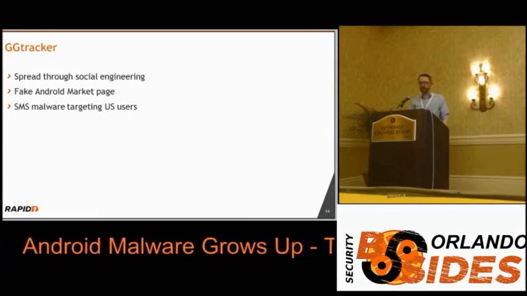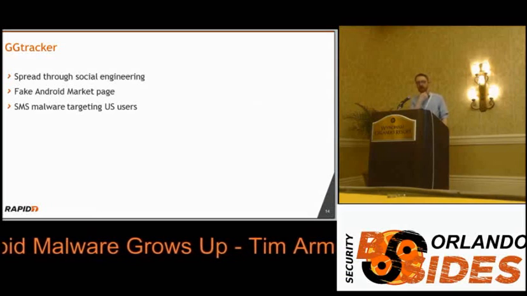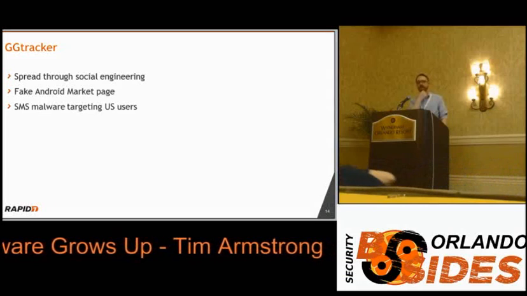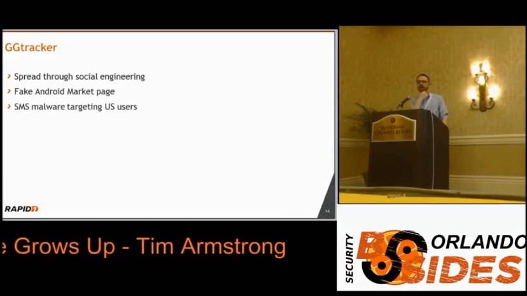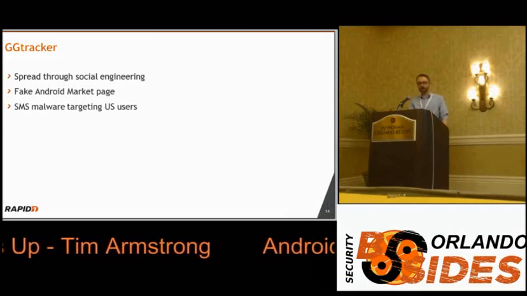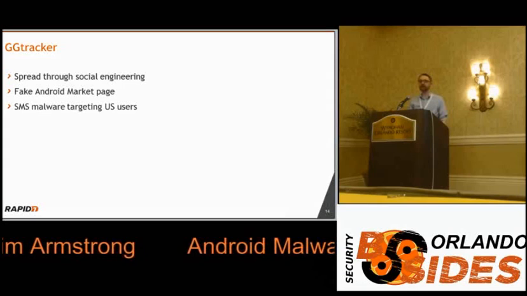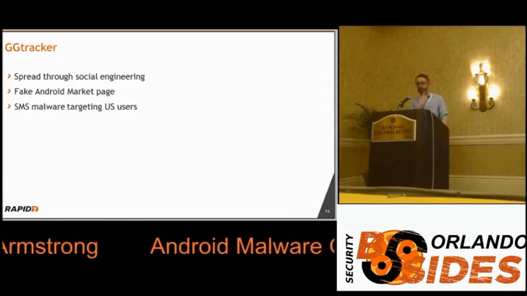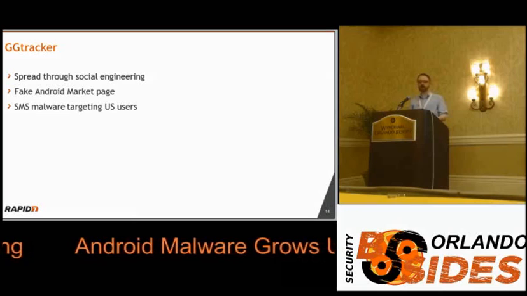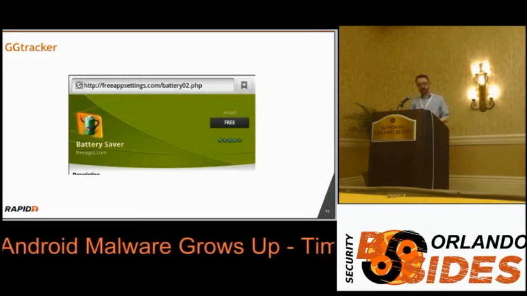Some other cool examples of things, when we saw the maturing of this: GG Tracker. I'm sure pretty much everybody in here has had either themselves or a family member click on something and get fake antivirus to pop up. It's not quite the same thing, but it's very similar. It's the first real successful campaign I've seen where you're distributing malware through social engineering. So what this was, it was actually an advertisement that would pop up. You would hit a specific website, the advertisement would pop, and it looked like this.